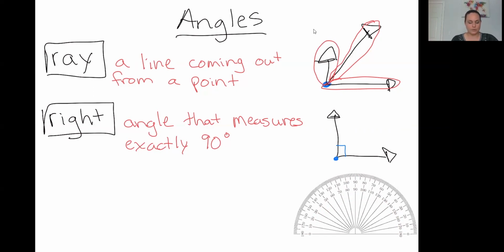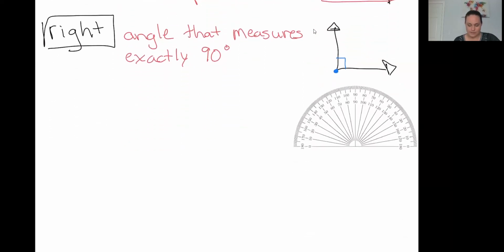Now we're gonna move on to another kind of angle. We're gonna do the review ones first, and then I'm going to teach you two new ones that might be new to you. All right, the next type of angle is an obtuse angle.